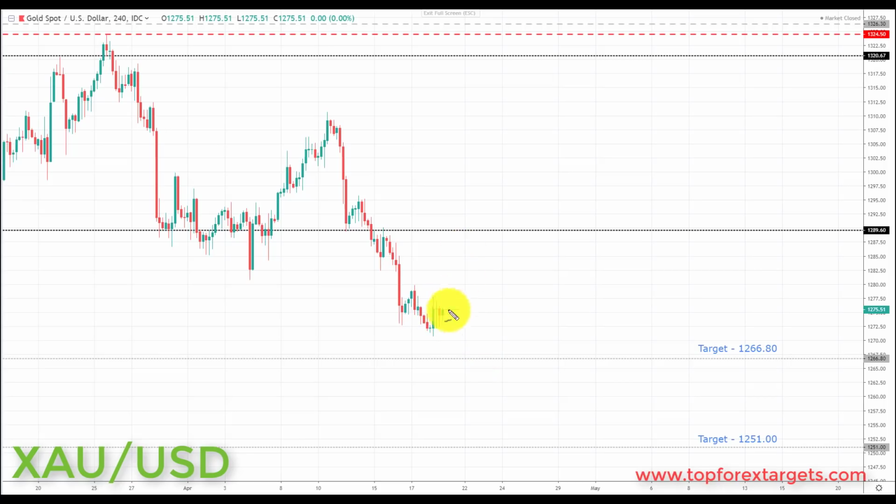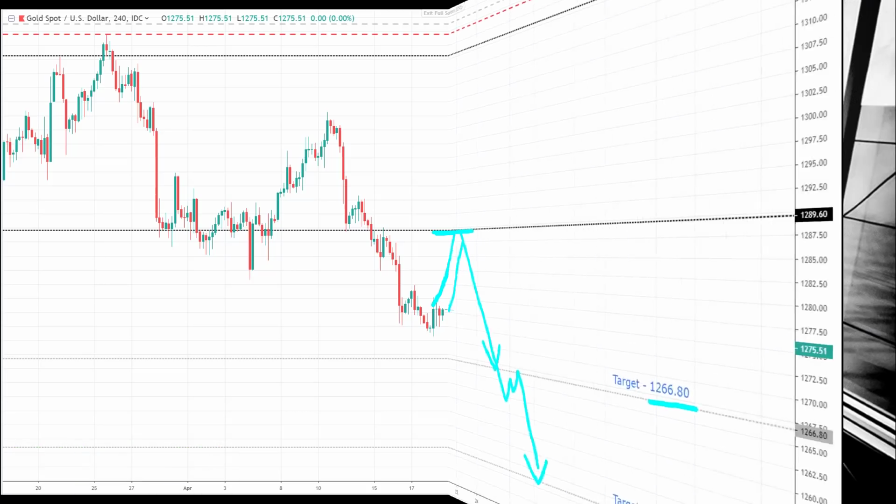If we can get a pullback, and preferably to give us the best risk to reward, if we can get a pullback and a retest of broken support, now looking to turn resistance at the 1289.60, this is going to be the area we're going to start to look for bearish formations and patterns, and we're going to be looking at initiating shorts down towards the next key area of support to the downside at the 1266.80, and if we can get a breakthrough here, we're going to be looking down towards the next key area of support to the downside and target 2 at the 1251.00.